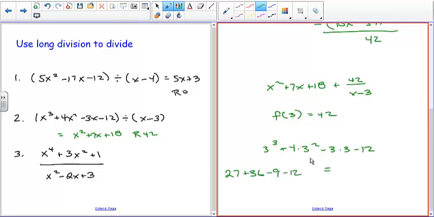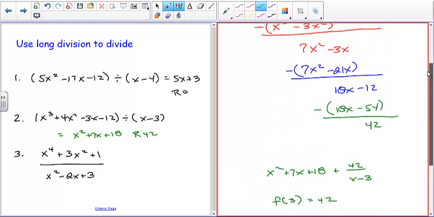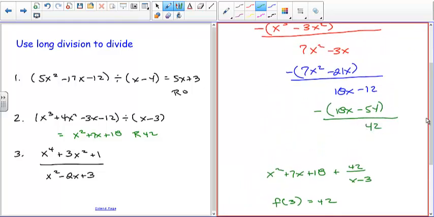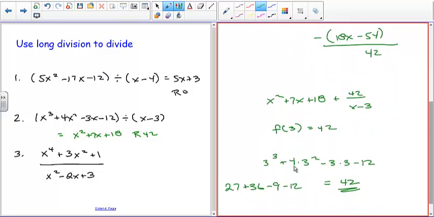And if you plug those into your calculator, if I can find my calculator, there it is. So 27 plus 36 minus 9 minus 12 equals 42. It did work. Okay. So even if we don't get a 0 remainder, that remainder is useful. It's going to be the value of the function at whatever causes the thing we're dividing by to go to 0.